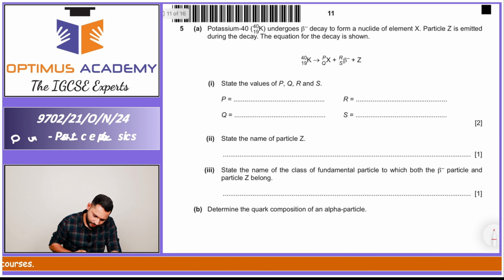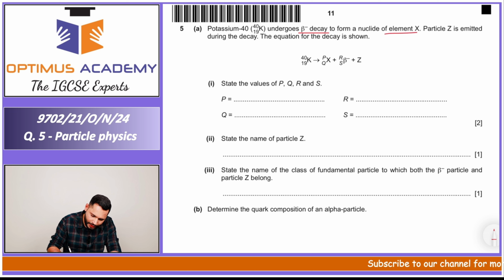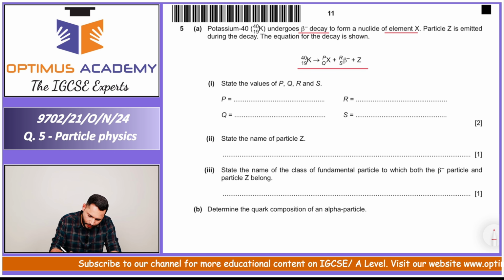Question number 5. Potassium 40 undergoes beta minus decay to form a nuclide of element X. Particle Z is emitted during the decay. The equation for the decay is shown, which is given over here. State the values of P, Q, R and S.